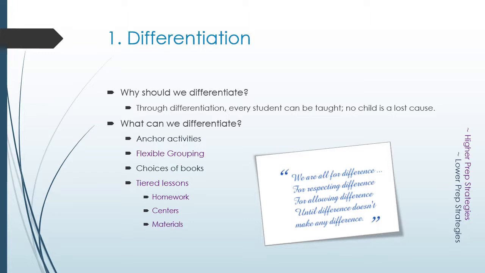We can differentiate many different things within our instruction. Some examples I have here: anchor activities, flexible grouping, choices of books, and tiered lessons. As you can see on the side of the PowerPoint, the choices in purple are higher prep strategies, which just means they take a little bit more time prepping before class. And the choices in blue are lower prep strategies, which don't take as much time. Within the tiered lessons, we can differentiate homework, centers, and materials, and of course there are other things that we can differentiate as well that I haven't included on this slide.